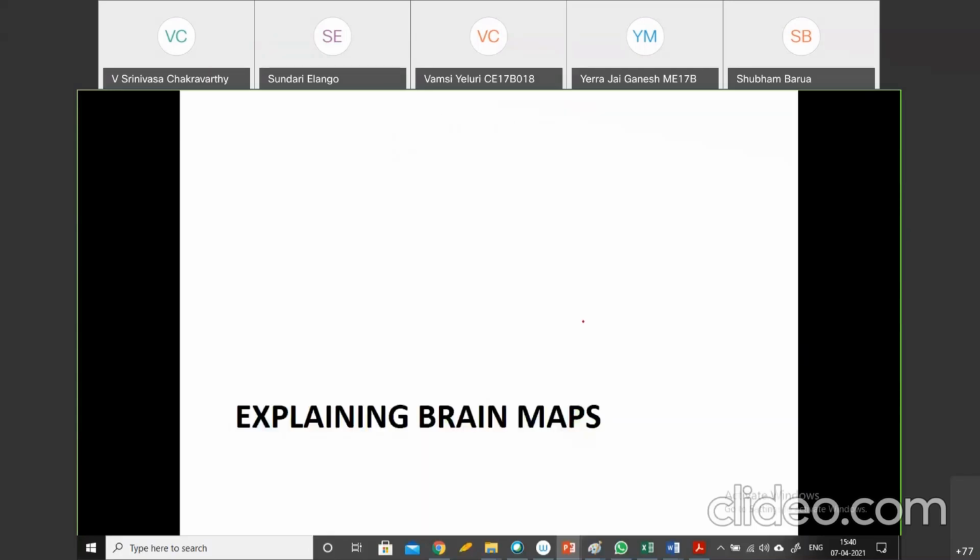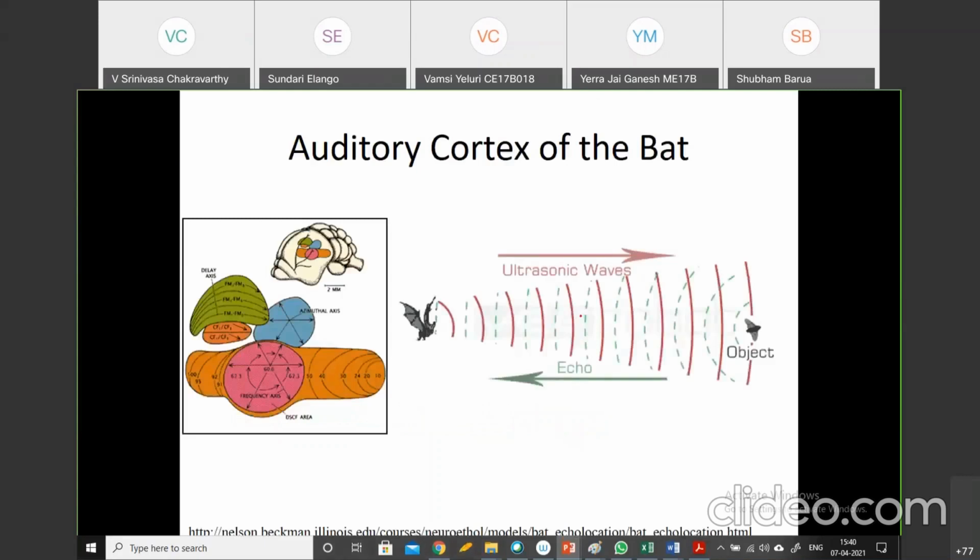So now with a simple algorithm like that, you can explain or account for a lot of phenomena related to real brain maps. Although it's a very simple model, there's hardly any biology in it, but you can explain a lot of things about real brain maps. For example, people have tried to model some aspects of these auditory maps. Of course, auditory maps are very complex. And this example is from the auditory cortex of the bat.